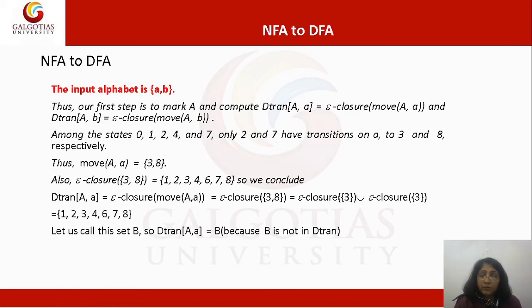So move of A comma a gives us the set of states 3, 8. Now we need to compute epsilon closure of 3 union epsilon closure of 8. Therefore, it will give you 1, 2, 3, 4, 6, 7, 8. This is a new state which is not present, because the earlier state was A, which is 0, 1, 2, 4, 7. We give this new state a new name, B, and it will be part of your DFA.